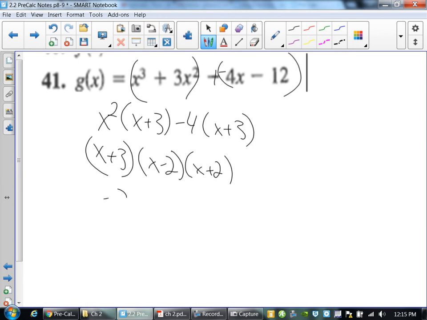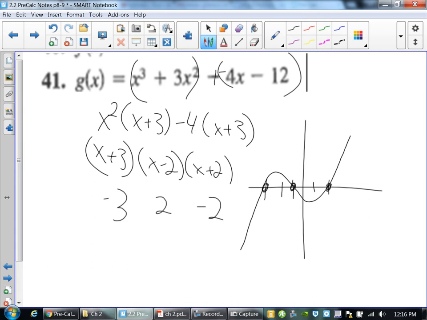Zeros are at negative 3, 2, negative 2. It's positive, odd degree, tails are going up. So we've got to be going increase, decrease, increase. It should look like that. Not bad. I didn't think this would be that bad. Cool. Make sure your names are on those two and send that up, and we'll talk a little bit about the leftover stuff.